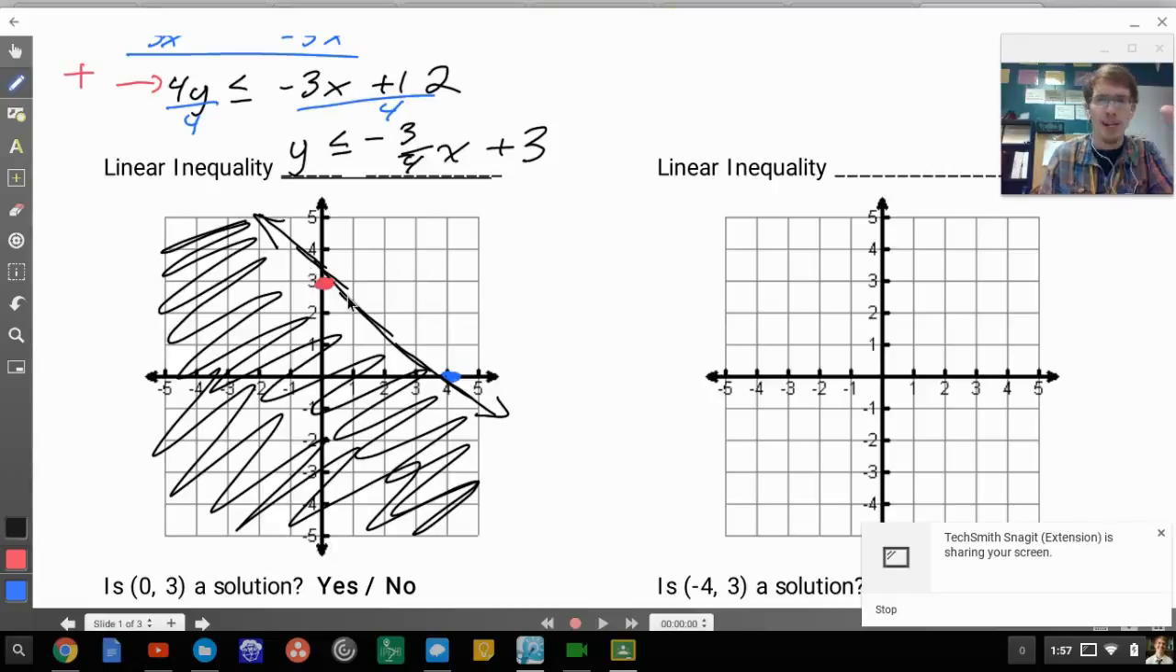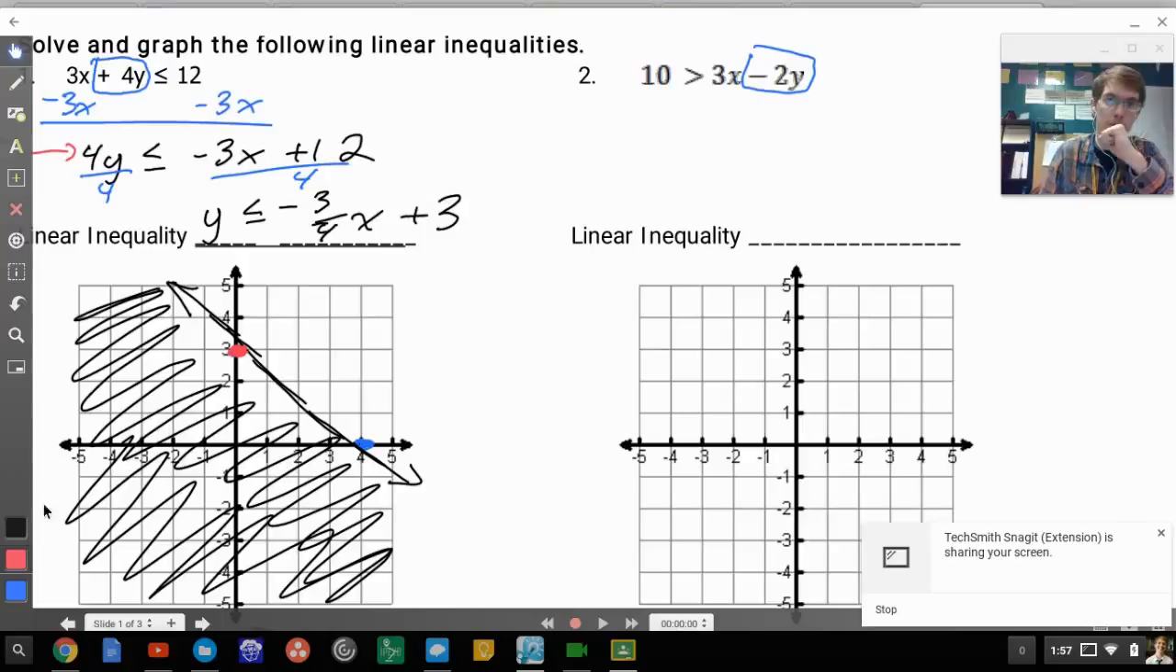Okay, so is it in the shaded area? No, not in the shaded area. That would be down here. Is it on a solid line? Yes. So it is a solution right there. We know it's a solution because it's on that solid line right there. Okay, let's look at this other one.